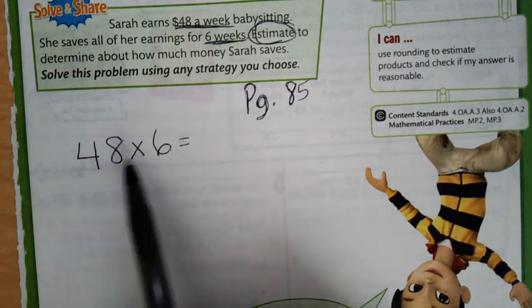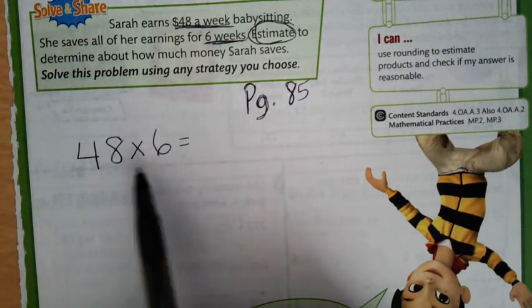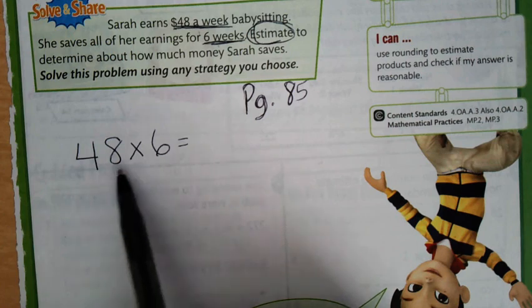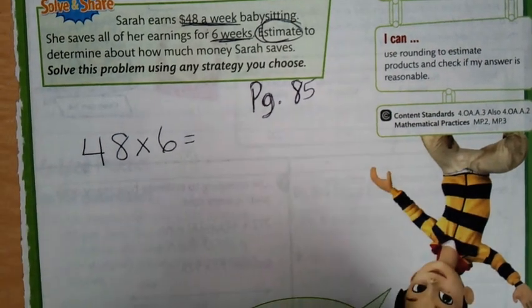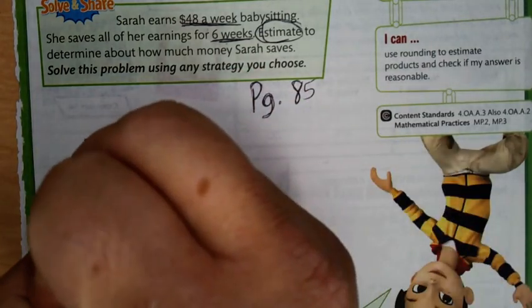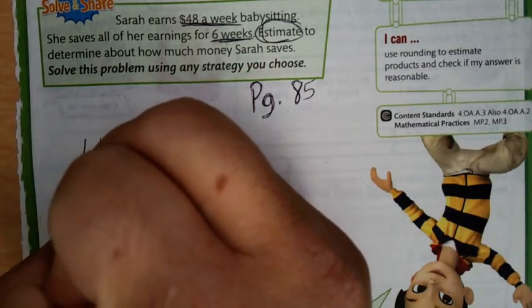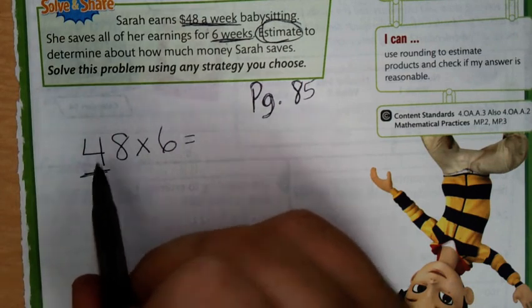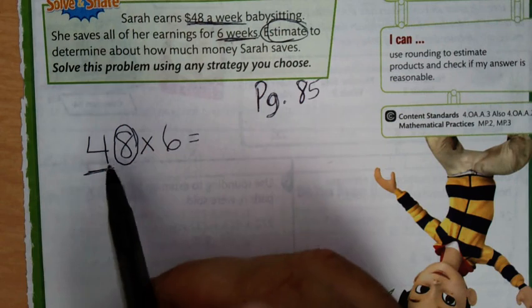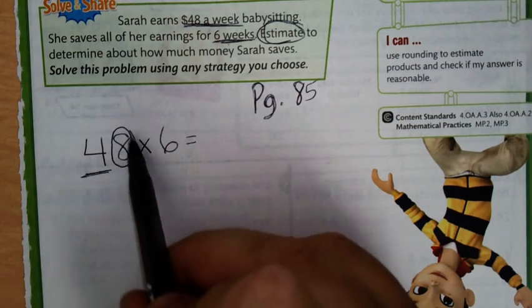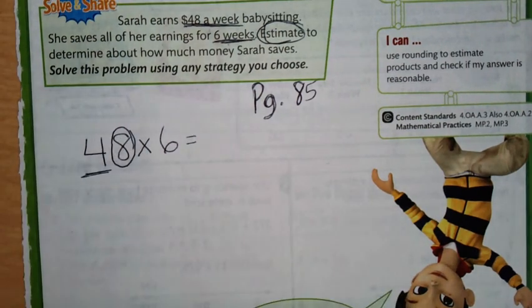So which of these two numbers am I going to change here? Well, I'm going to change the 48 because it's got multiple digits. I don't want to have to keep multiplying all of that. I feel lazy today. So what am I going to do? I'm going to underline the number that is the largest one, and I'm going to circle the number that's right behind it.